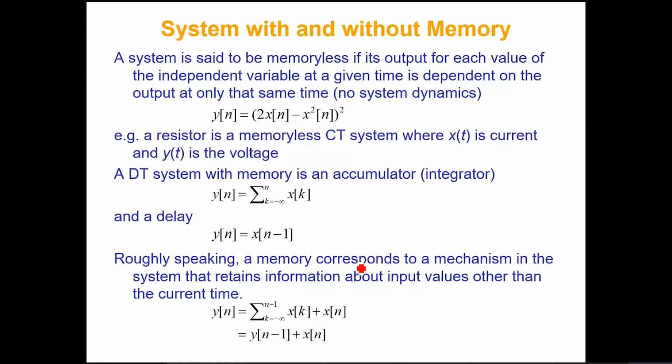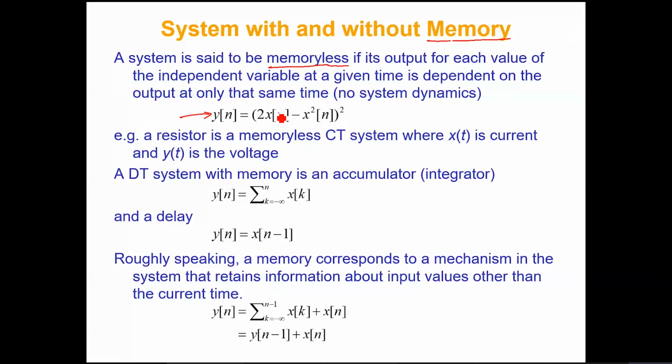Some new properties are also mentioned here, maybe one or two additional things we are going to cover. One property is the property of memory. So what is a memory system and what is a memoryless system? A memoryless system is a system whose output depends on the input at present time only. The output does not depend on any past or future input or output. Its output depends only on the present input.